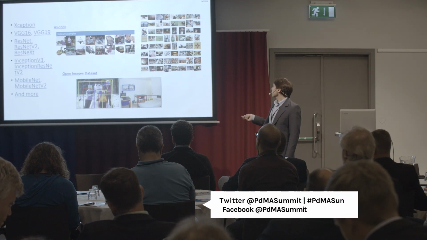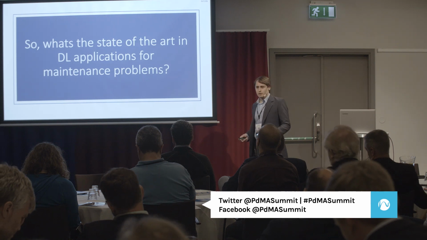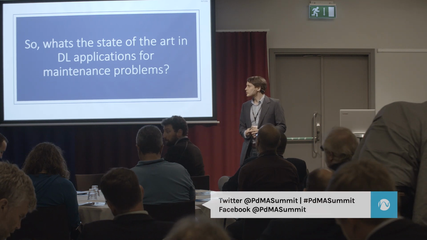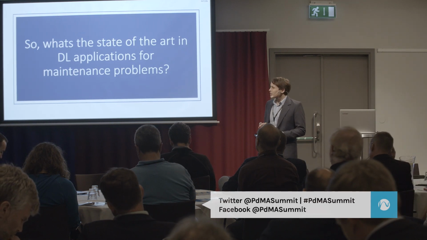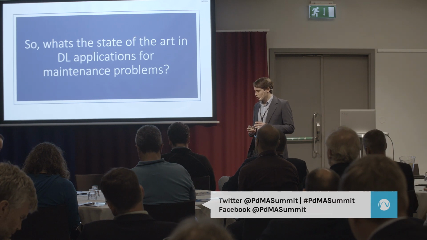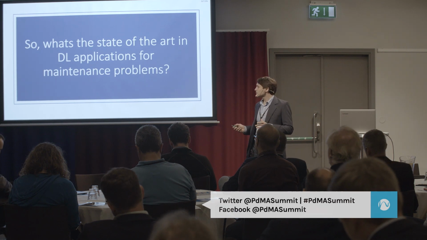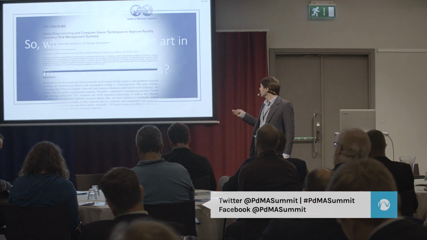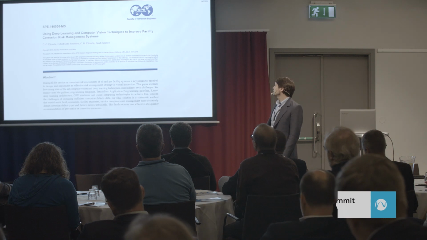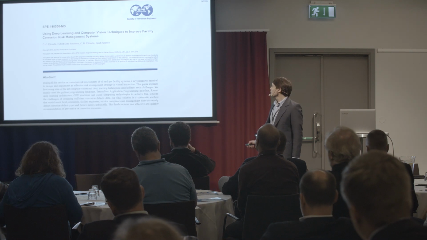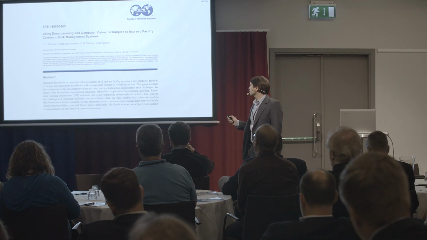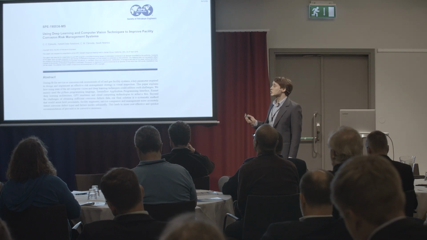Okay, so now that I gave this short introduction, what's the state of the art in deep learning applications for maintenance problems? In order to answer this question, I've been reading several papers in the last couple of weeks, and I have selected a few to show you a bit of what deep learning can do today. First, this one is using deep learning and computer vision techniques to improve facility corrosion risk management systems by C.C. Ejimuda and C.M. Ejimuda, so all credits to them. And this was published in the Society of Petroleum Engineers journal.